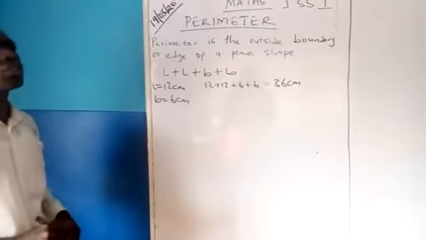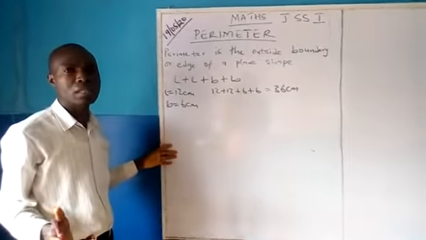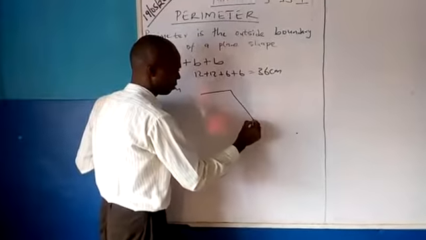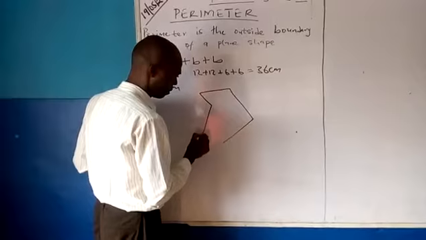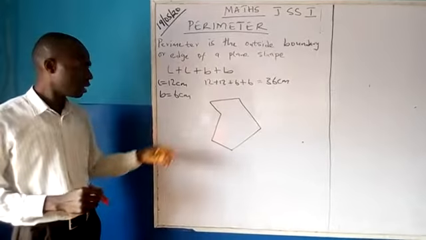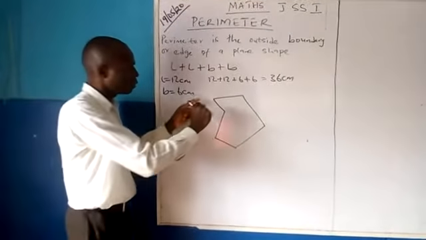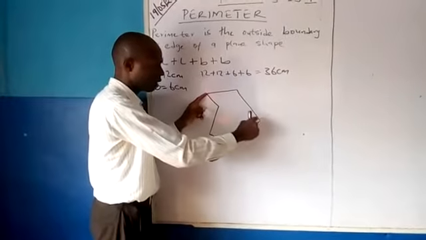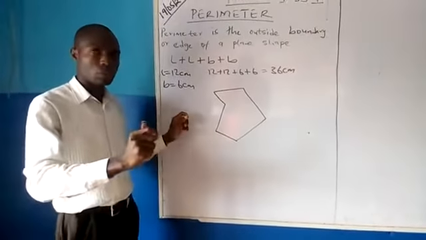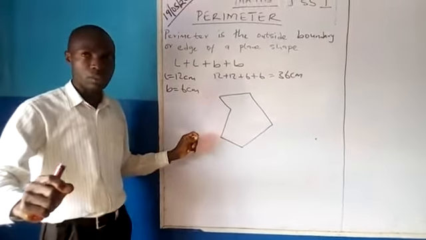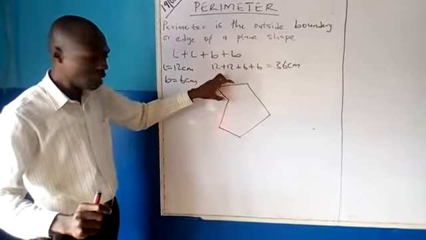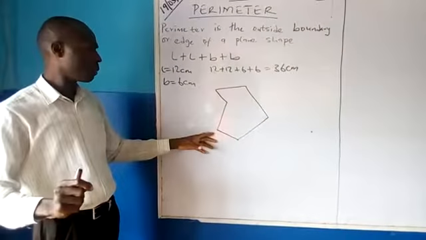Now, just like I told us, everything has perimeter. What if we have an irregular shape like this? This is an irregular shape. How can we determine the perimeter if you are asked to? You can use a thread. Use the thread, go around the irregular shape. As you go around it, you bring out the thread and put it on a ruler and take the measurement. The measurement you took from the ruler is the perimeter.